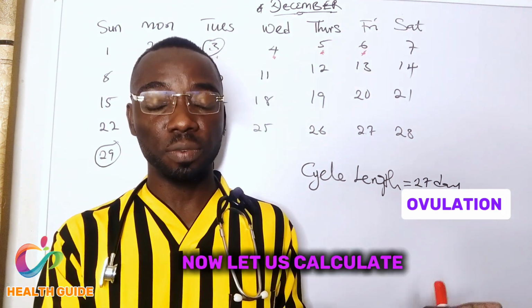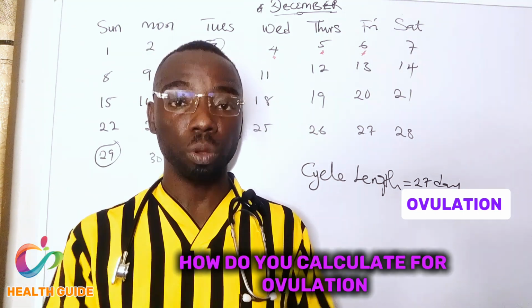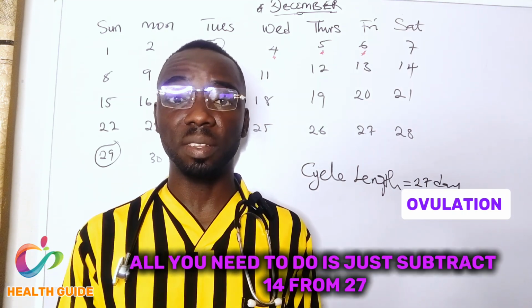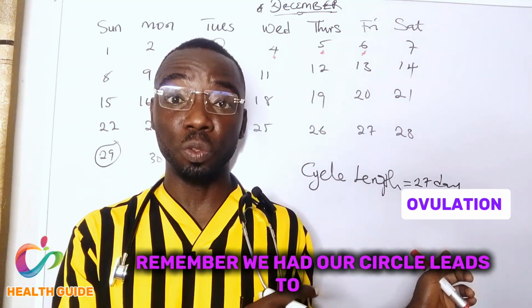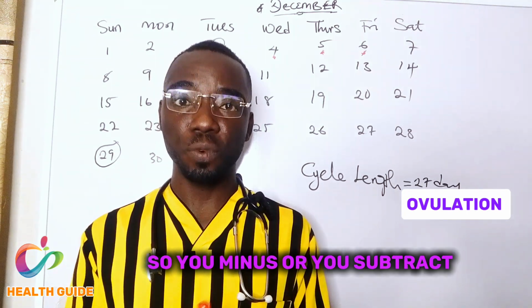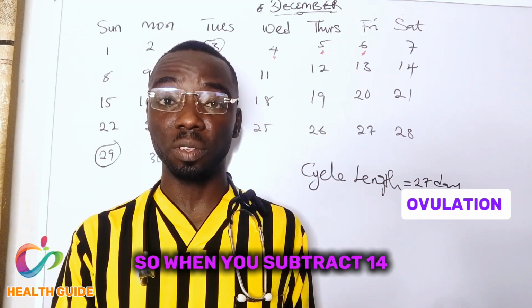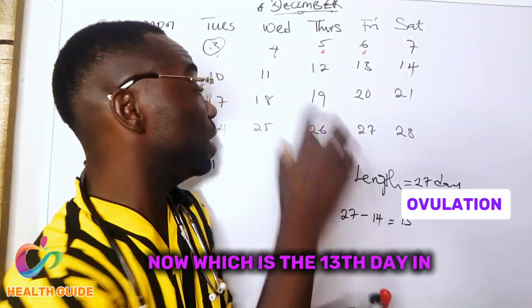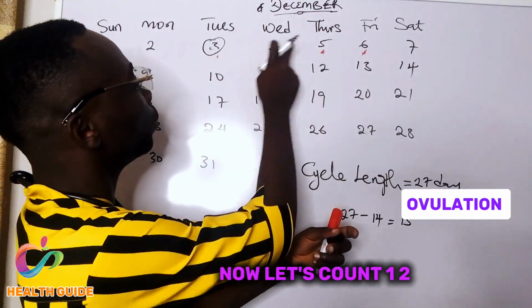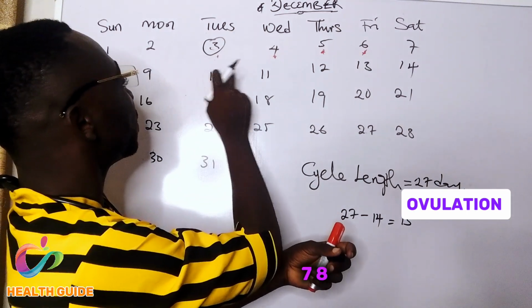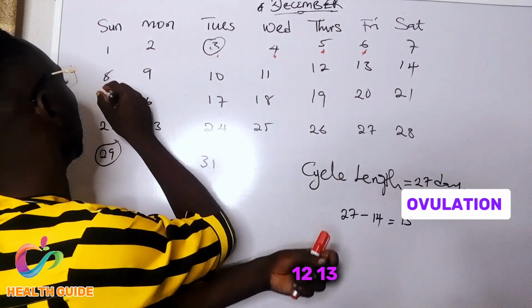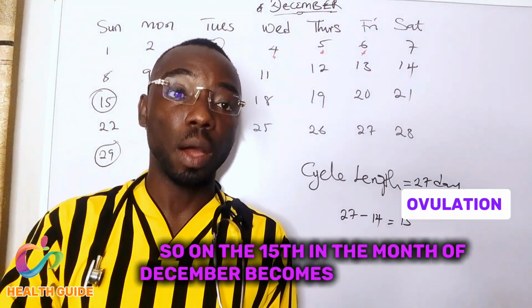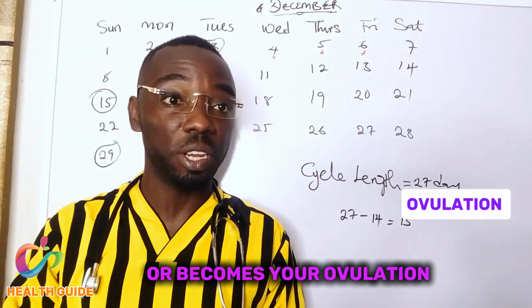Now let us calculate for ovulation. How do you calculate for ovulation? Within that cycle length that we have calculated, all you need to do is subtract 14 from 27. Remember, we had our cycle length to be 27. So when you subtract 14 from 27, it will give you 13. Now, which is the 13th day in our calendar? Let's count: 1, 2, 3, 4, 5, 6, 7, 8, 9, 10, 11, 12, 13. So the 15th in the month of December becomes your ovulation day.